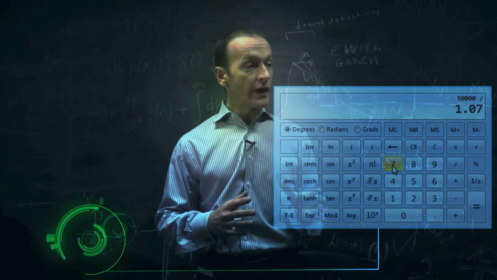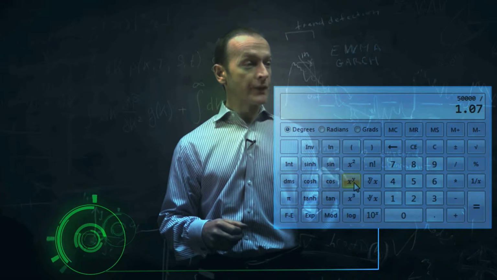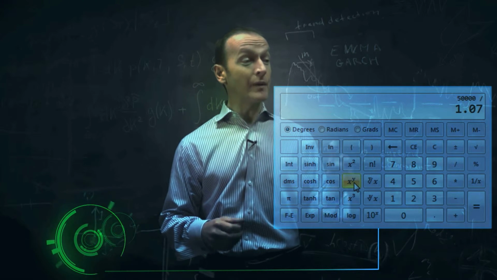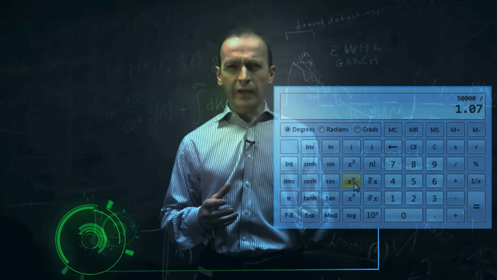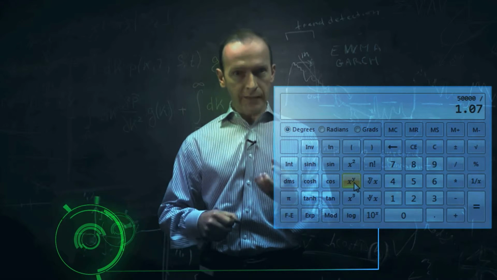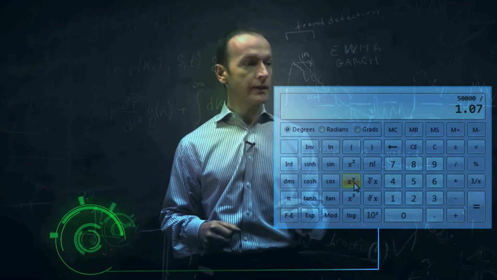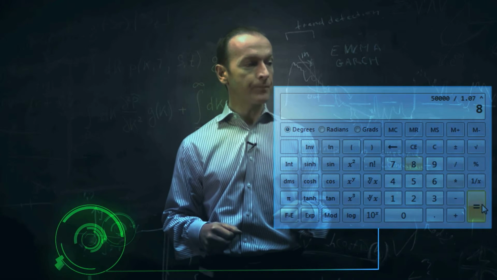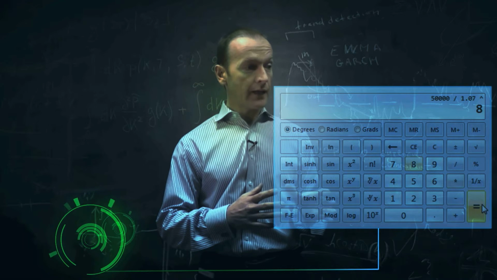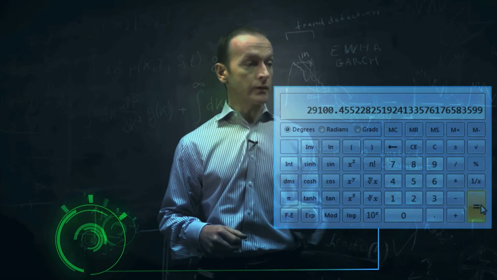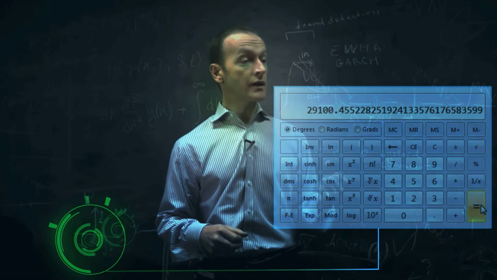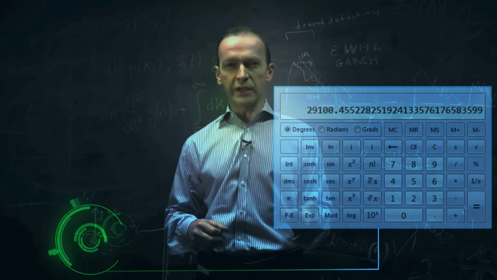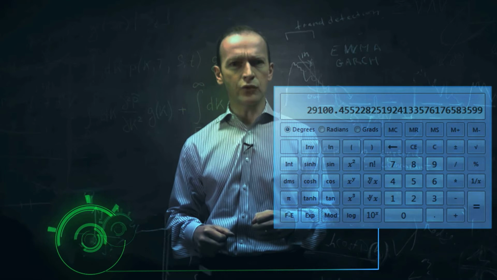For that, we then need the power button. Now the power button is the x to the power of y, but it doesn't say x to the power of y. It's like x with a little hat and then a y button. You press that button, followed by 8, which is the number of years you're discounting by. Once you've got that typed into the calculator, press equals, and that brings out your answer, 29,146 pence at the end, just to be sure.